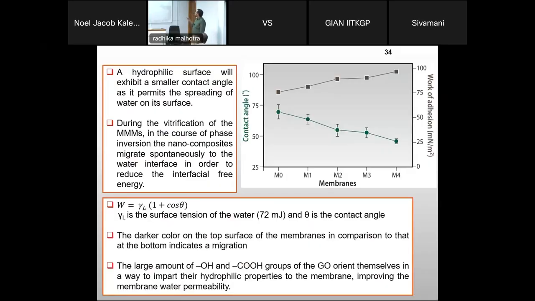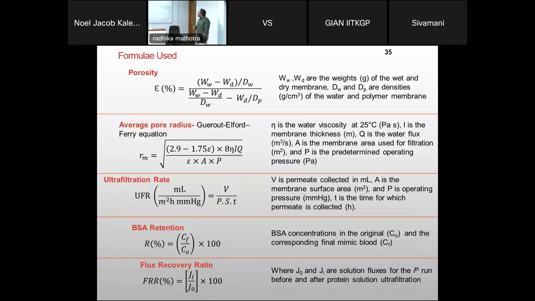Again, some AFM and the contact angle. The contact angle and the work of adhesion were also calculated, basically using the Young-Dupre equation, which is pretty easy to do. You could see that the pristine membrane had a water contact angle of closer to 75, and on addition of just 0.2 weight percent, the contact angle decreased to less than 50. These were some of the very commonly used calculations. Then ultrafiltration rates, rejections, and flux recovery.